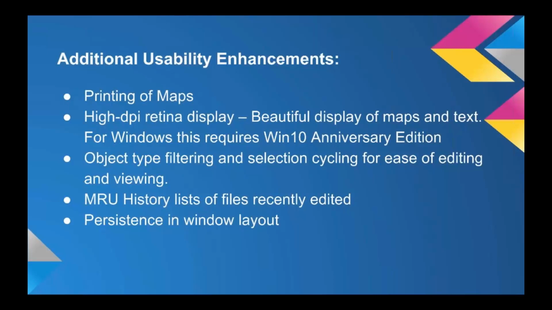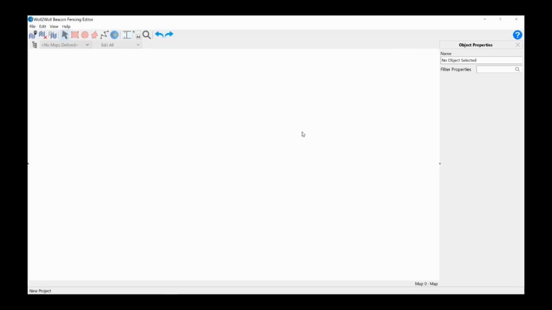And number three, reusability. You'll be able to cycle through your objects by repeatedly clicking on the same area instead of picking up the wrong object. And it does have an MRU history list of files that you recently edited. And your Windows layout is persisted so that you don't have to keep redesigning your layout every time you come into the program.